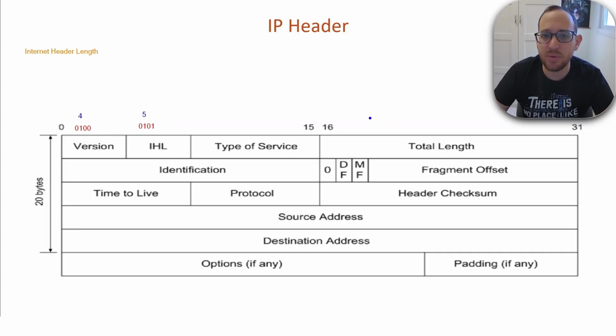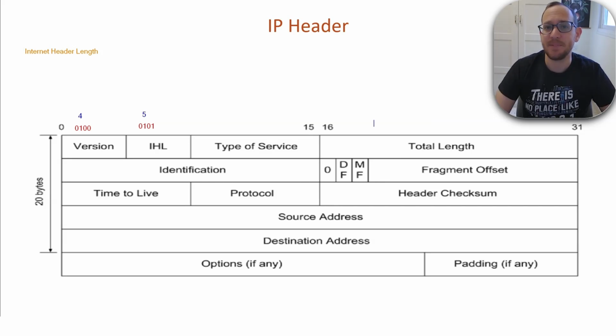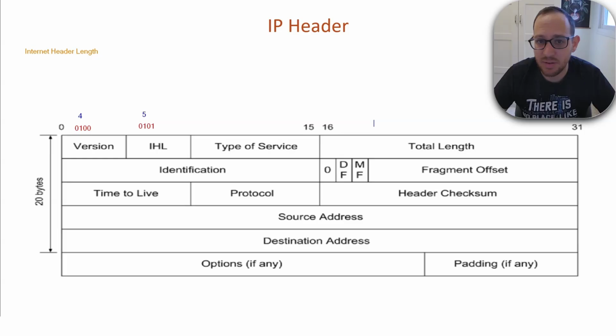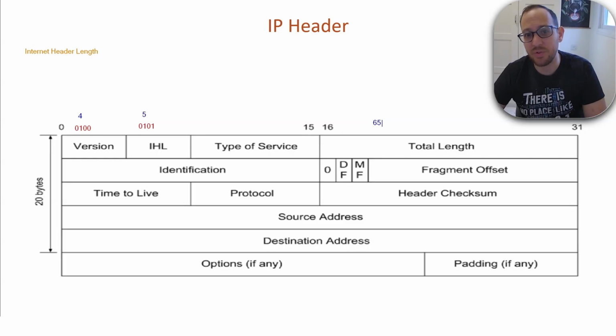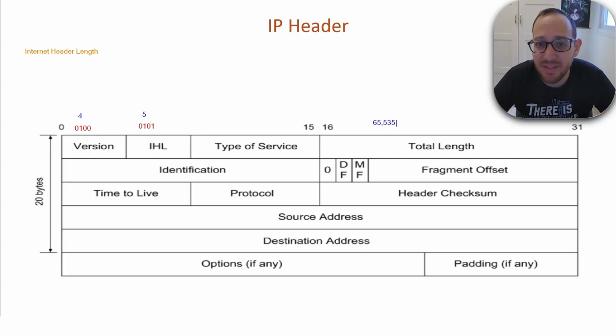All right, you'll also notice that the total length here is a field with 16 bits. So from bit 16 to 31 inclusive, we have 16 bits, which means that the maximum length of an IPv4 packet is 2 to the 16th power minus 1, of course. So we have 65,535 bytes. That's the total maximum length of an IP packet in IPv4.